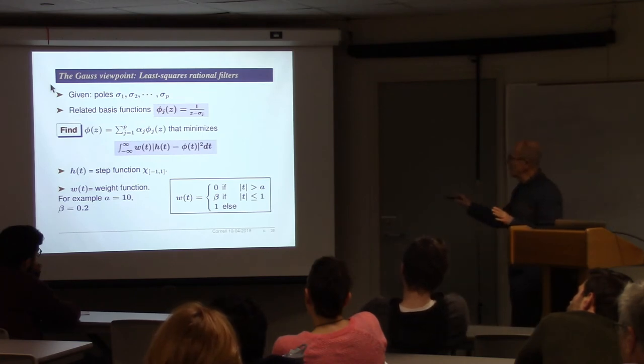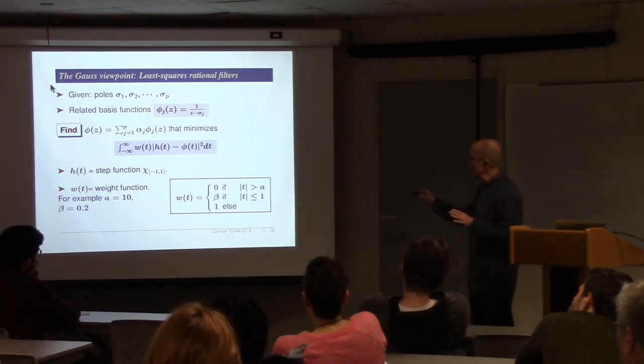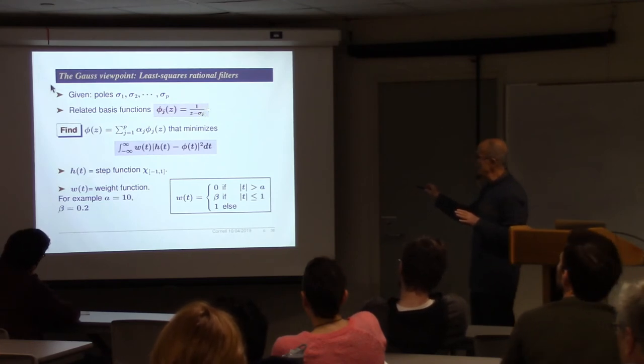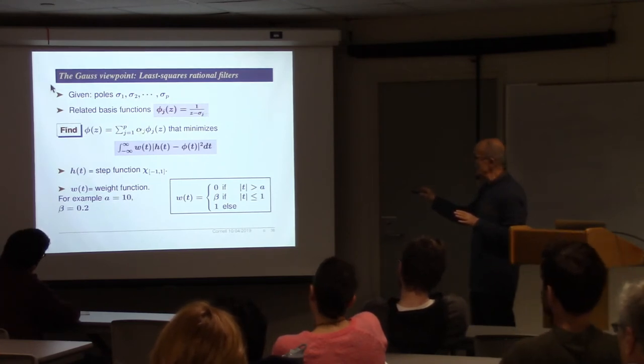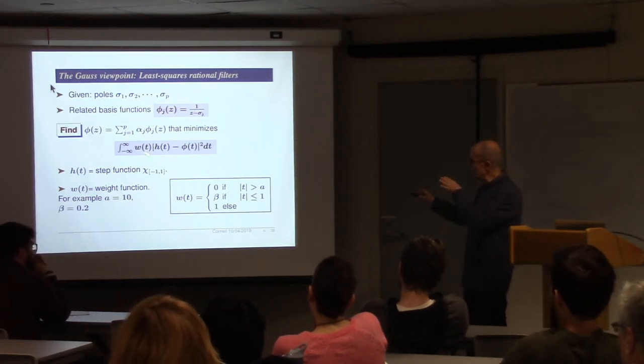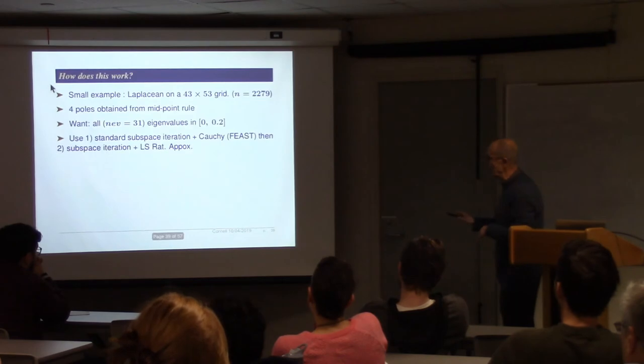But essentially, it's a way of getting a least squares approximation of the rational function. These are the sigma i's here. The sigma j's are fixed, but the alpha j's are not, it's an extension. And we try to minimize this in the least squares sense.